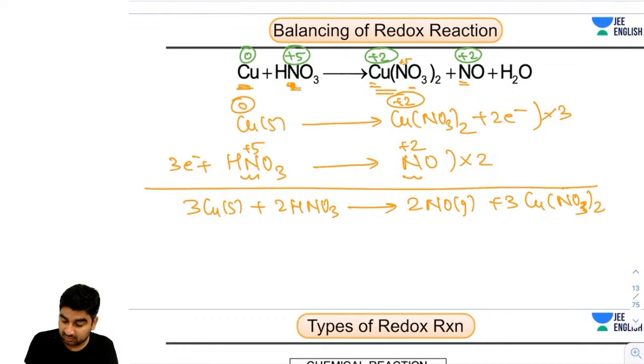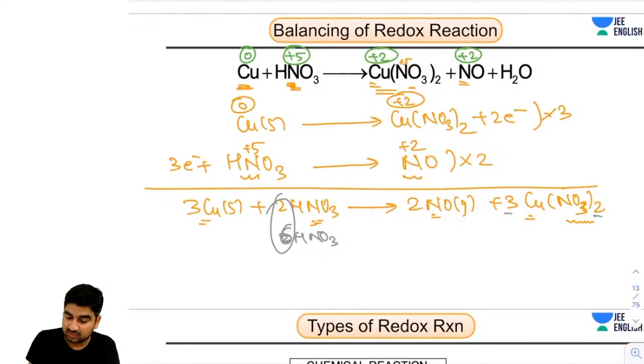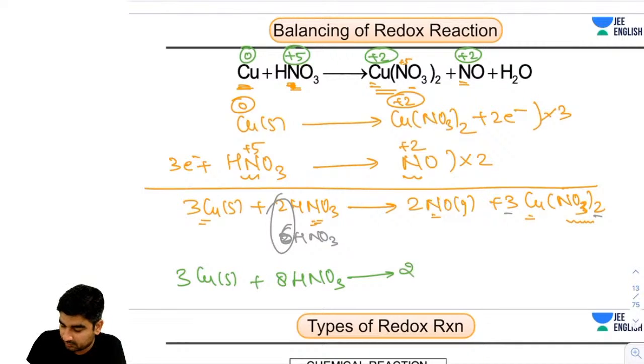But still, now nitrogen is not balanced. Copper is balanced, and this NO is balanced, but we have 2 more extra NO3. So for these 2 extra NO3, guys, just add 2 HNO3 here. Just add it, right? And when you are adding, not 3, actually here we have 6, 3 into 2. So when I am adding 6, guys, what will I get? 3 Cu solid, 8 HNO3. It will give you 2 NO gas.